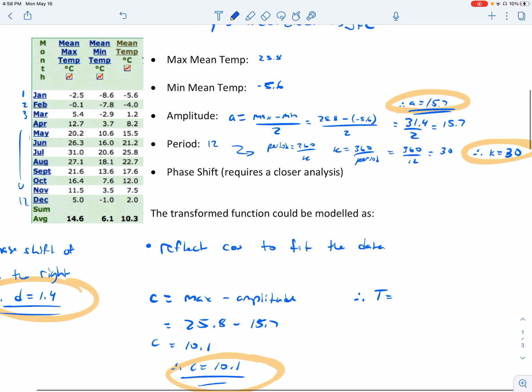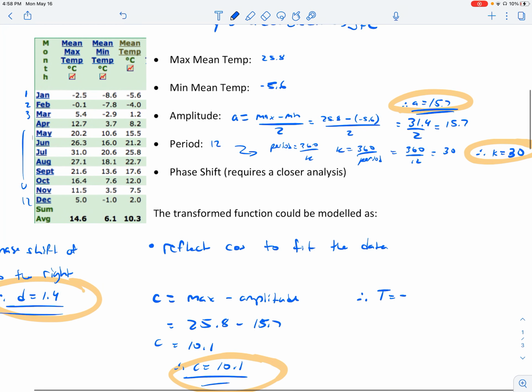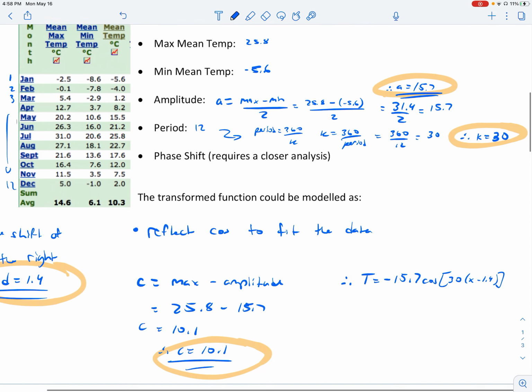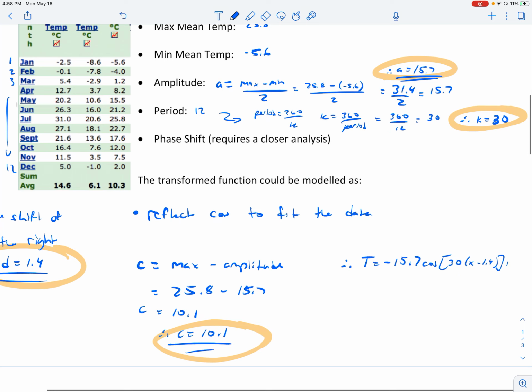little t for time. So we can say T equals negative 15.7 times cos of 30 x minus 1.4 and plus 10.1. Sorry, instead of x, use little t for time. And that's a great equation right there.